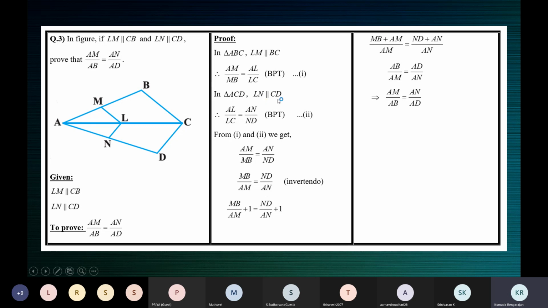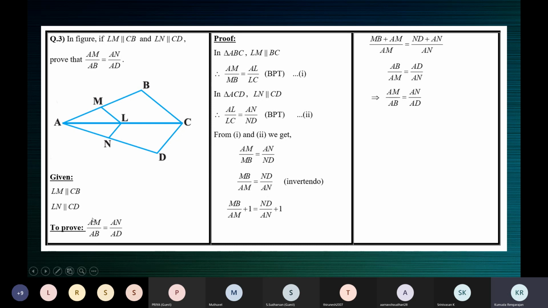Again, in this triangle, these lines are parallel, so this is the result by BPT. When you compare these two proportions, we get a new result, AM by MB is equal to AN by ND. But this is not the required result. We have to prove something else. Compare what you have here and what is to be proved. Compare both. What do you see?